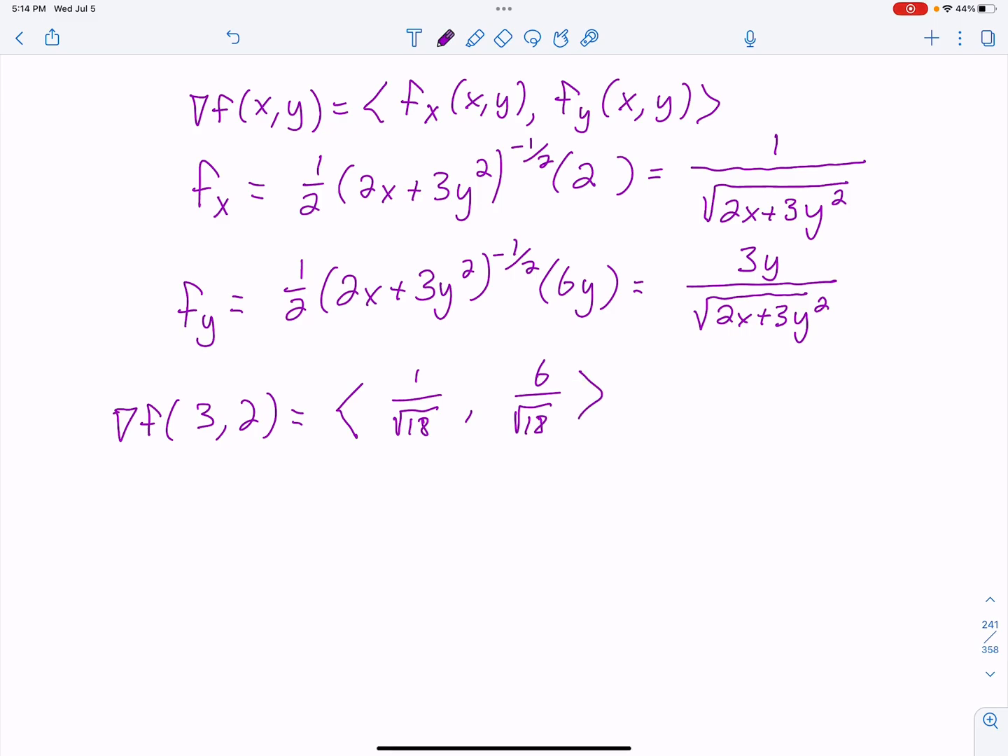So if I'm standing at (3, 2), and I go 1 over the square root of 18 in the x direction, and 6 over the square root of 18 in the y direction, that is the fastest way uphill from (3, 2).